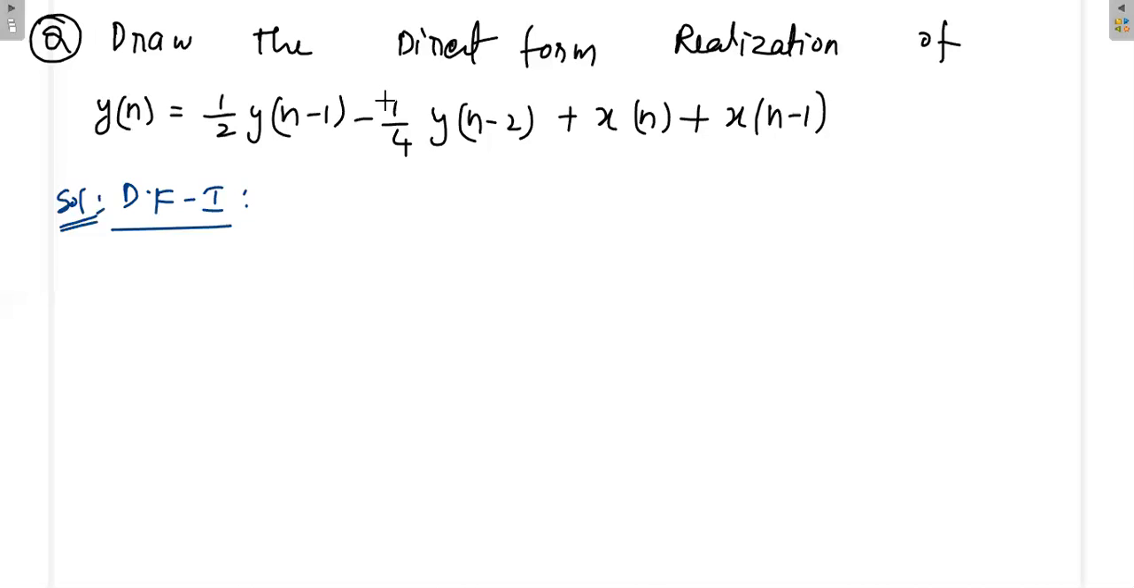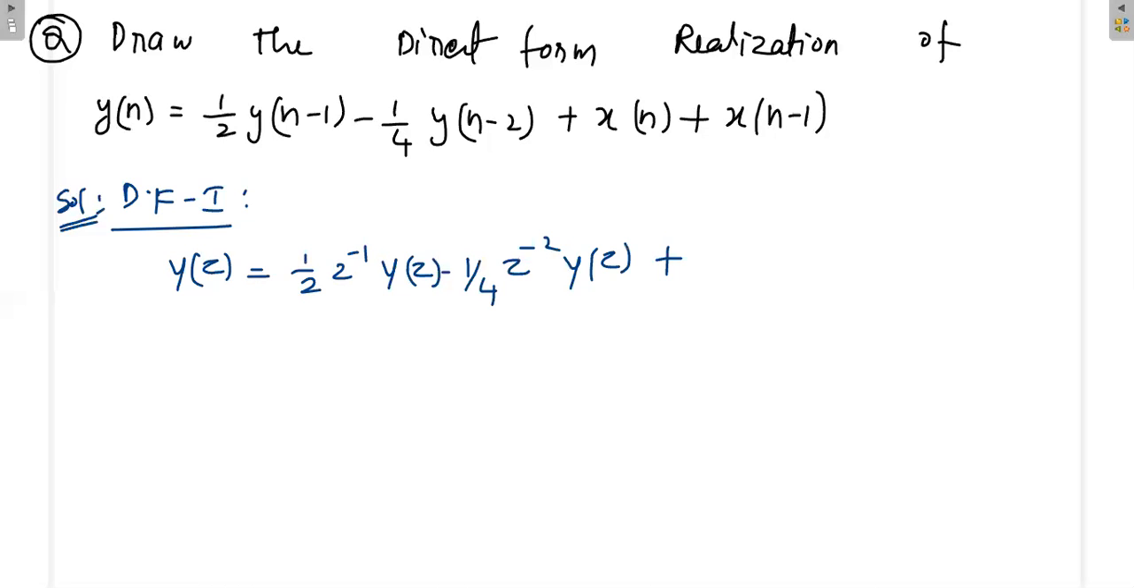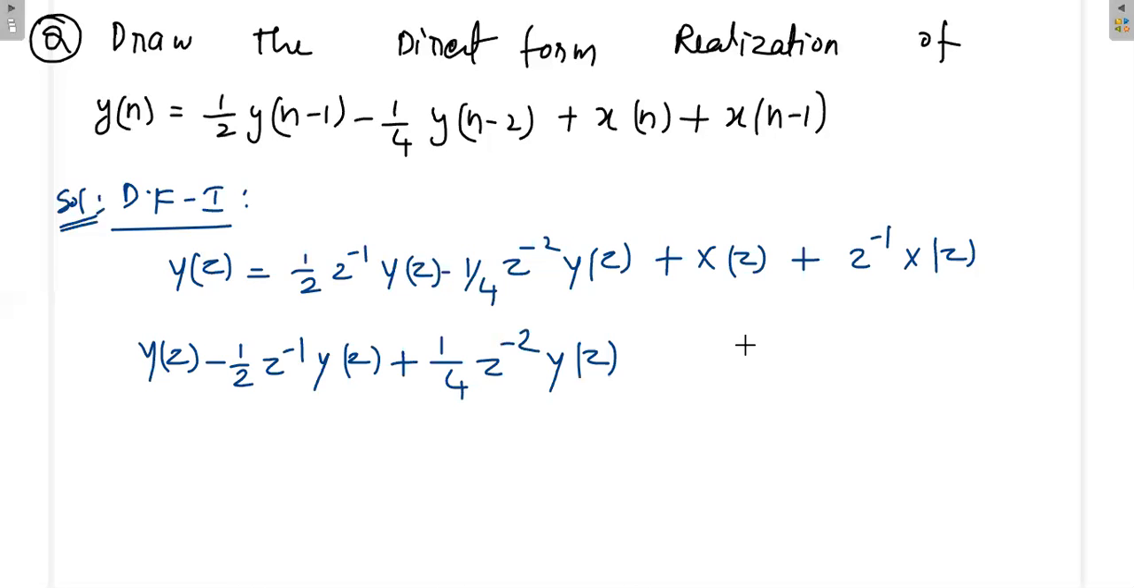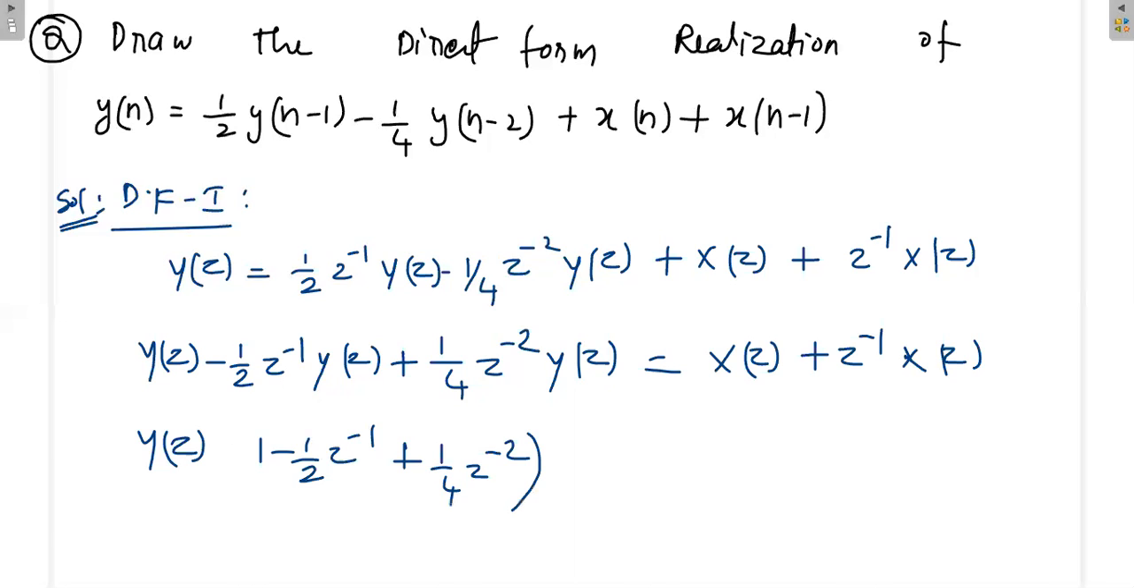First take the z transform on both sides. Y of z is equal to 1 by 2 z inverse y of z minus 1 by 4 z power minus 2 y of z plus x of z plus z inverse x of z. Okay, then bring the y of z terms to the left side. From the left hand side take the y of z outside, from the right hand side take the x of z outside. Okay, from this we can calculate what is y of z divided by x of z. Y of z divided by x of z is equal to 1 plus z inverse.